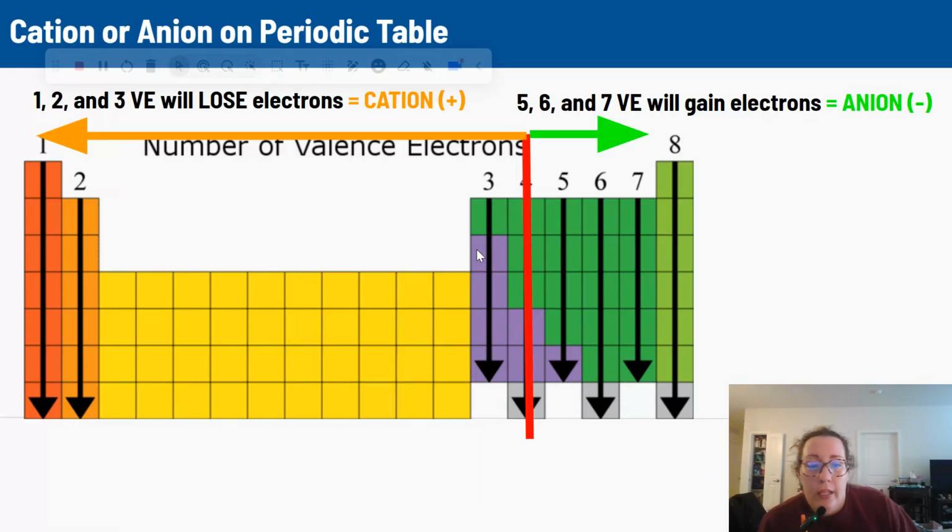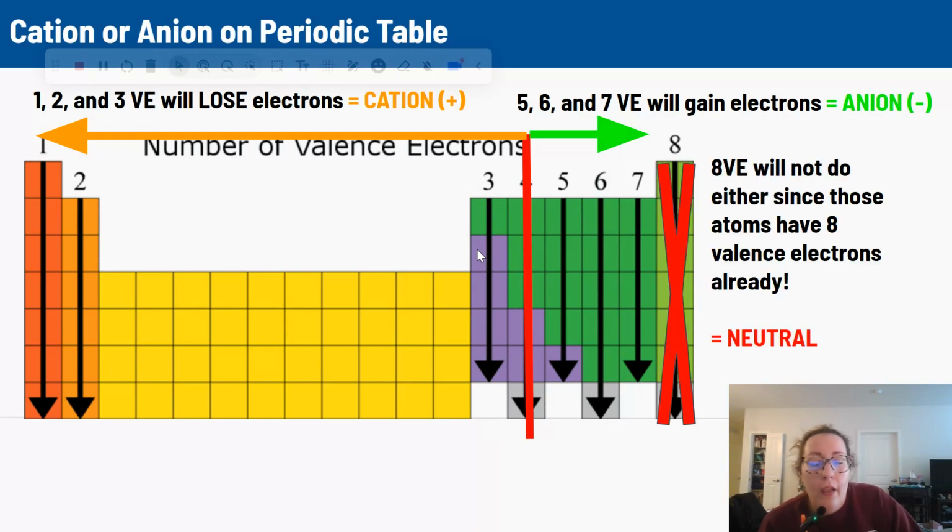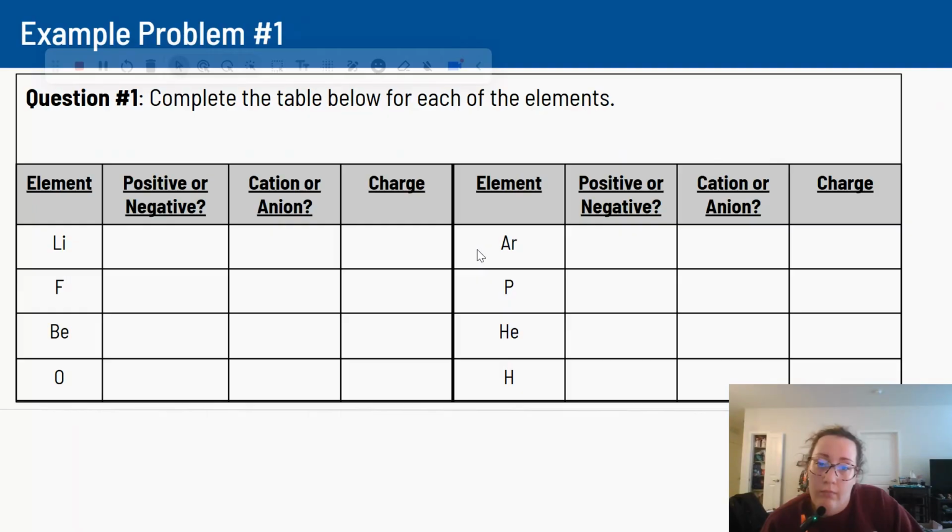So on the periodic table, if we know the left side loses, we can label that side as cation. Everything on the left side that loses electrons will become positive, a cation. Anything on the right side that has 5, 6, or 7 valence electrons is going to be negative, an anion. So we can label that part as well. And because 8 is not going to do anything, it just stays at 8 because it met the octet rule already, it's going to be neutral.